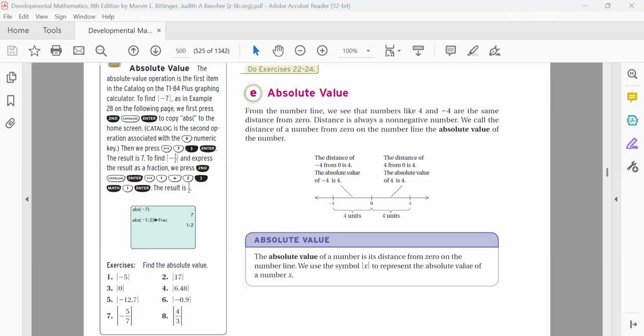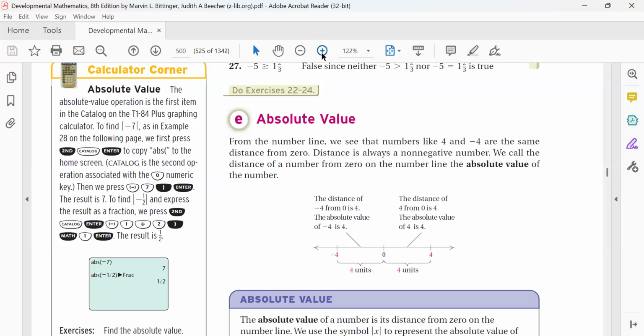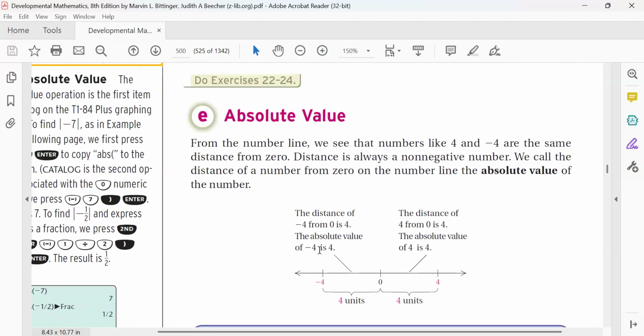It is very important to see the absolute value definition, and you can see it clearly in here. So I'm going to read it. The absolute value of a number is the distance from zero on the number line. We use the symbol of two vertical parallel lines with x between them to represent the absolute value of the number x. This example is very important. Let me just make the screen bigger so people can see it easily, and let's go to this place here.